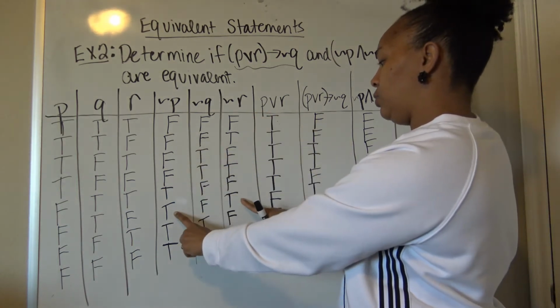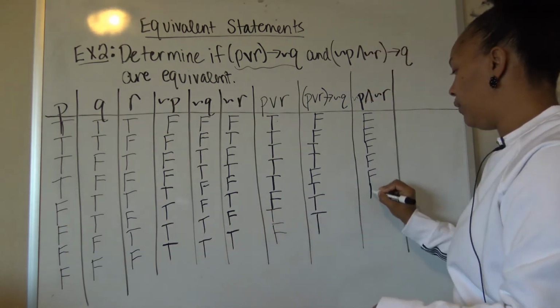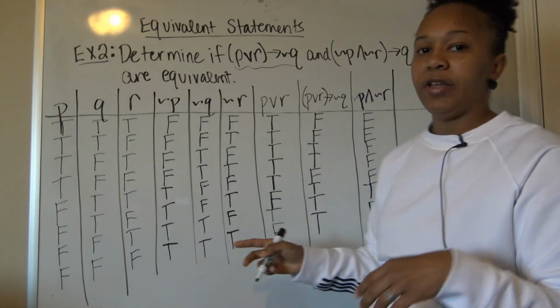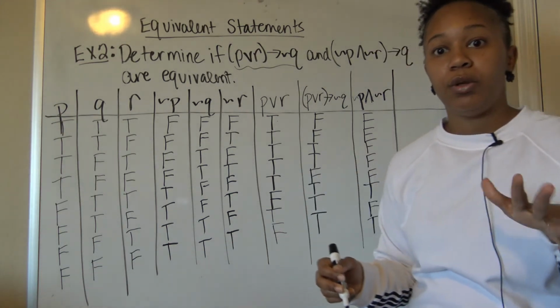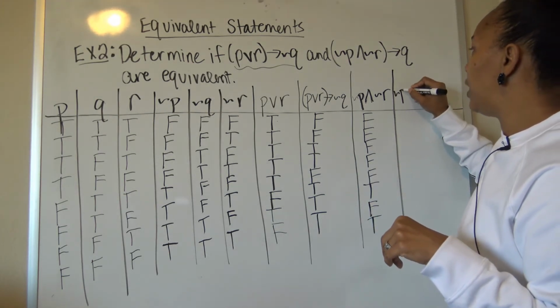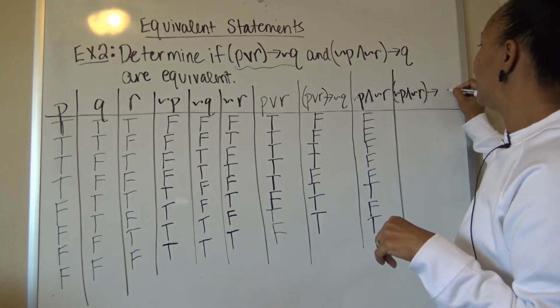And then the sixth one would be true. The next one would be false. And the last one would be true. So I will have a true, false, and a true. Okay, that's because the and is true when they are both true. All right. So now I can do the last part, which is the not P and not R implies not Q.